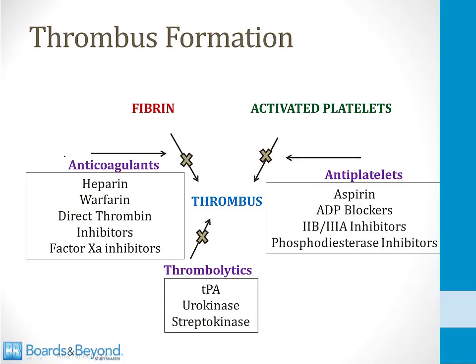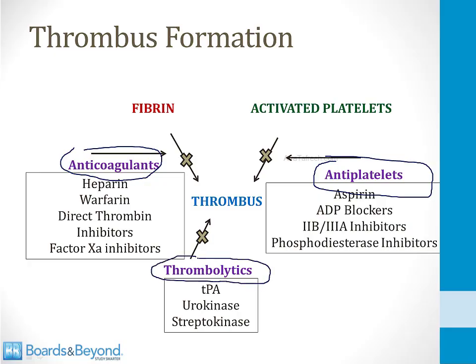The drugs that block the formation of fibrin are called anticoagulants, and we'll talk about those in another module. In this module, I'm going to focus on drugs that block the function of activated platelets, and those are called the antiplatelets. There's also a special class of drugs called the thrombolytics. These are clot-busting drugs used in special unique situations, and I'll also talk about these in the anticoagulant module.